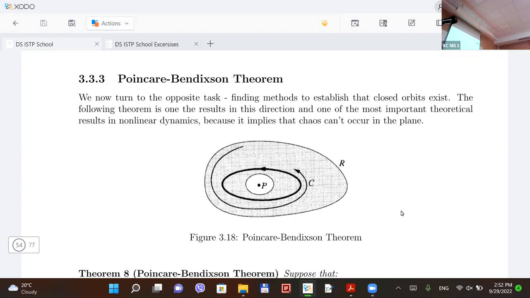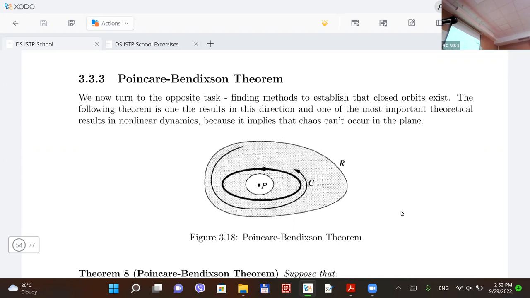So, to establish that there is a limit cycle for some dynamical system, one of the most important results concerning the existence of a limit cycle, as you will see at the end of this chapter, is very important. In a more general sense, the result is called the Poincaré-Bendixson theorem.